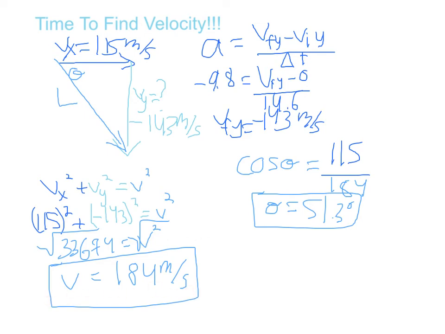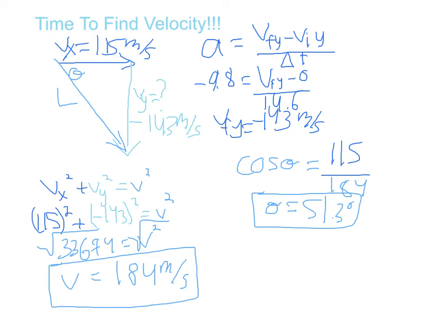But we are not done yet because velocity is a vector, which means that it has direction as well. So that means it happens at an angle over here, which we call theta. The easiest way to find this is you can use SOHCAHTOA, whichever way you want, because now you have all three components of this triangle. I use the cosine of theta equals 115 over 184, because that's adjacent over hypotenuse. And that results in a 51.3 degree angle.